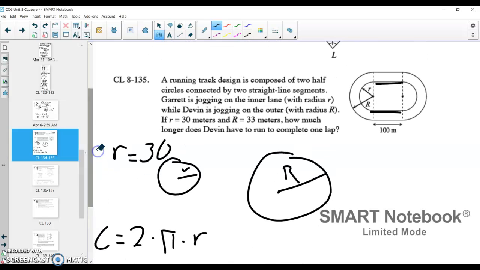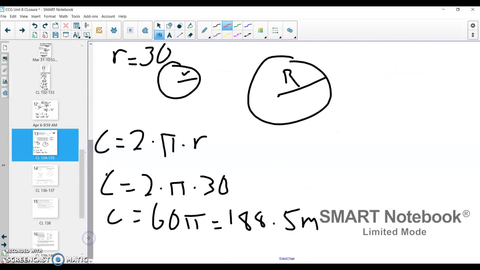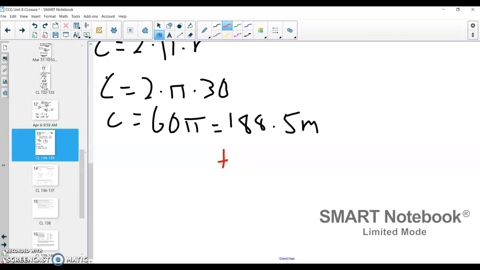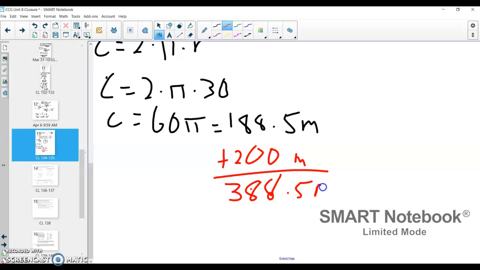Now I'm going to add 200 meters based on the fact that they have to run these two straightaways. And the total distance that the inside runner has to run is, plugging it in my calculator, 388.5 meters.